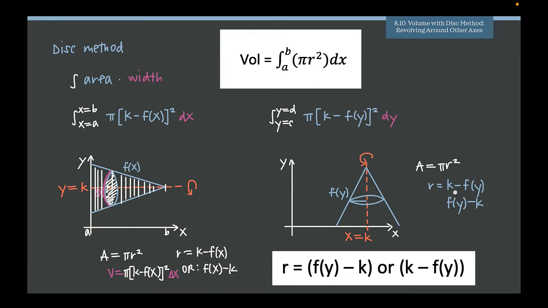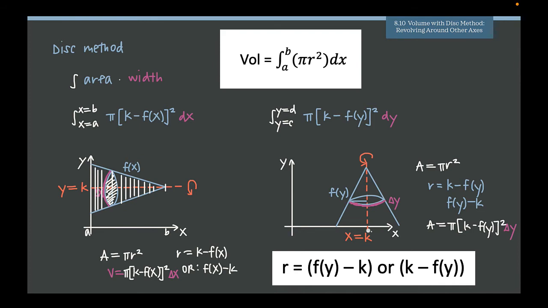So we have our radius, we plug that into our area formula, and then our area becomes pi times the radius, k minus f of y, quantity squared. That's now the area, this whole thing in blue. If we want to give this disk a little bit of volume, a little bit of width, or a little bit of height, we give it that height. That height is delta y, and so we multiply this over here by delta y.